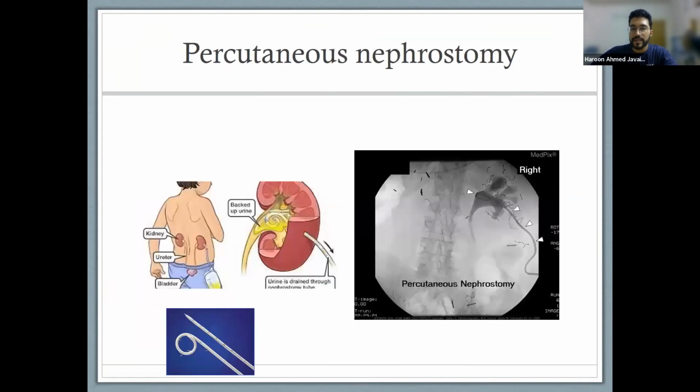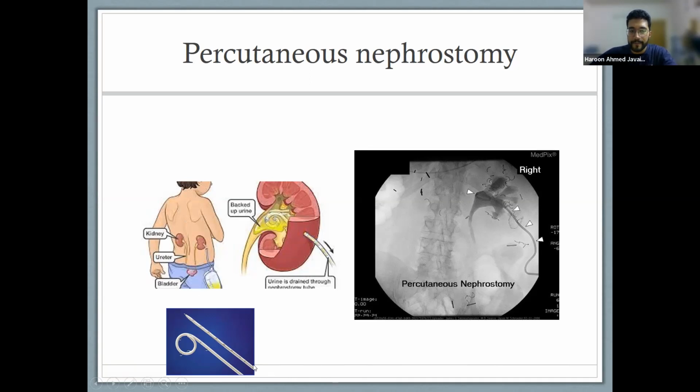Okay, so what they do is they insert a drain, because urine can now flow out, right? So they insert a drain from the skin all the way to this, and they get rid of the obstruction. Okay, so there's backed up urine, and all of this flows out through this percutaneous drain until they figure out what to do with the kidney, until they schedule a surgery or whatever.